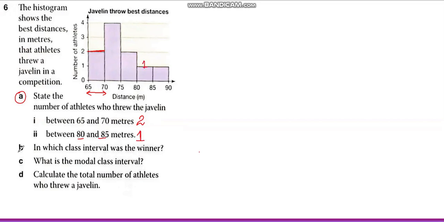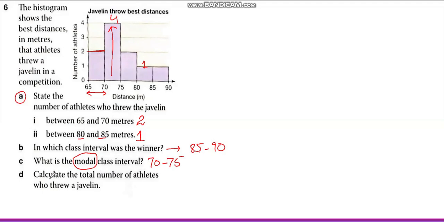In part B, it says in which class interval was the winner. So the winner will definitely be the one who has thrown the maximum distance. So definitely it will be in the interval 85 to 90. In part C, what is the modal class interval? Meaning the class interval with maximum frequency. So look, the class interval 70 to 75 shows the maximum frequency, meaning 4. So we represent the class interval 70 to 75 as the modal class interval.